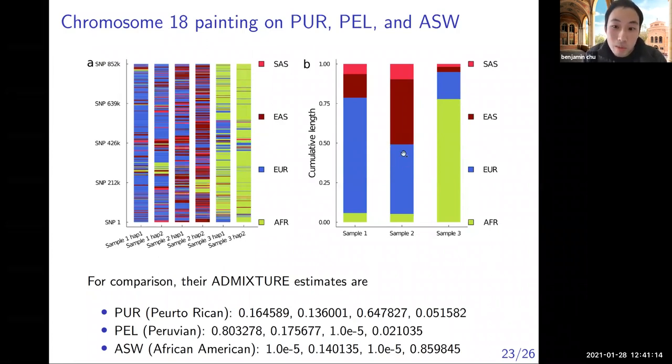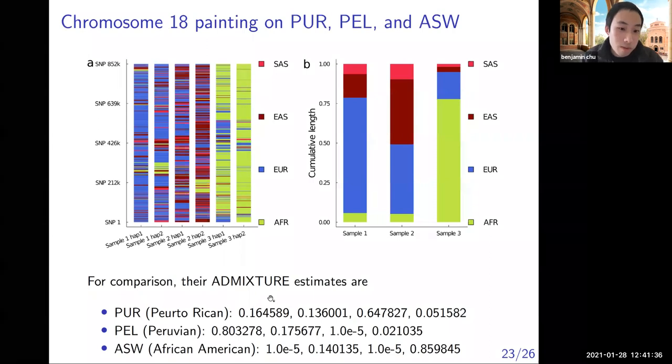Whereas our estimates say this Peruvian is half European, half Asian, and Asian really in this context approximates the Amerindian populations. So I think our version makes a little bit more sense, which is not surprising because we are using a reference panel, whereas ADMIXTURE doesn't have the reference.